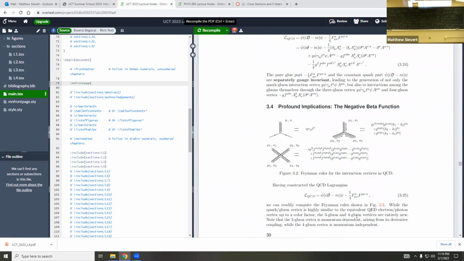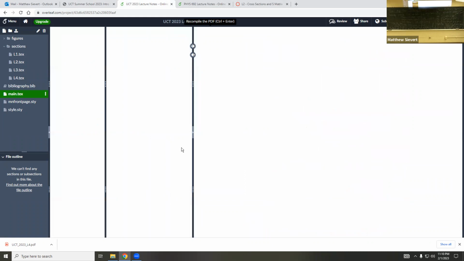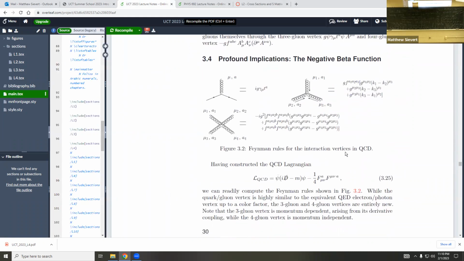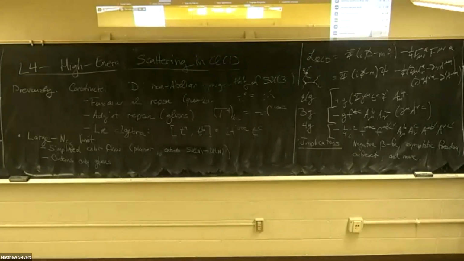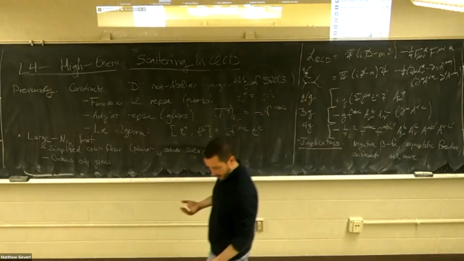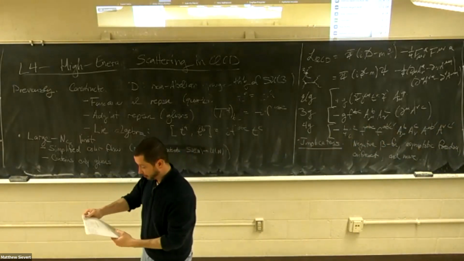There we go. So this figure 3.2 from last lecture has the summary of the Feynman rules. And so today I want to take those ingredients and put them to use. Now that we put all of the labor into constructing what QCD is, let's roll up the sleeves and calculate something with it.